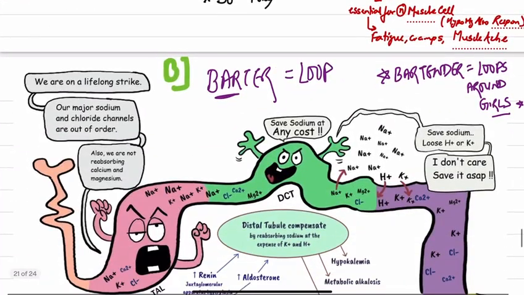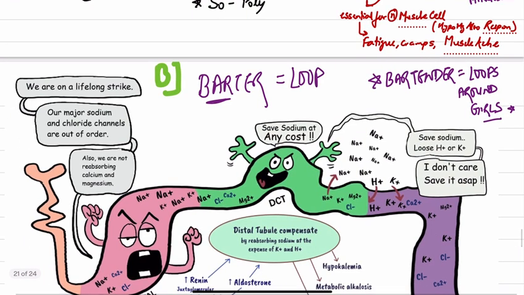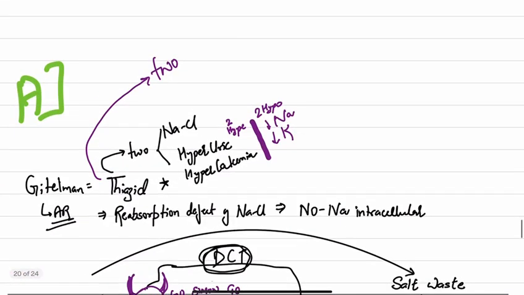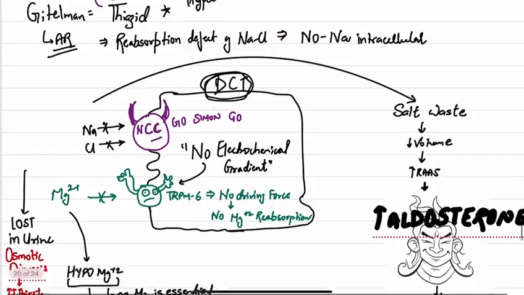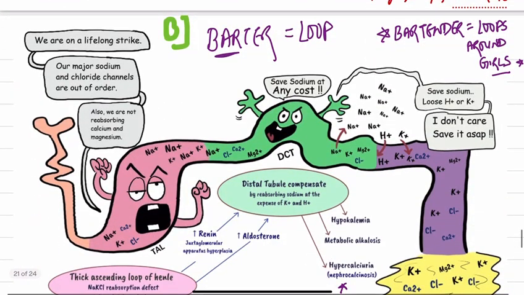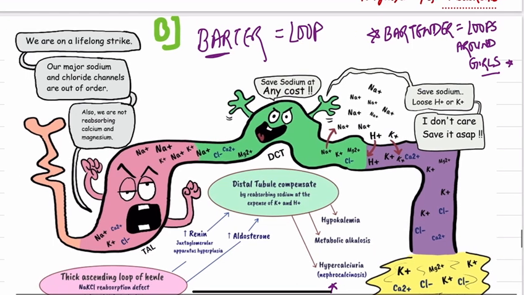If we go to the second disease, Bartter syndrome, Bartter means loop diuretic. We can remember it by the trick of the bartender that I posted yesterday in my group: bartender loops around the girls. Bartender means Bartter syndrome acts on loops, working like a loop diuretic, while Gitelman works like a thiazide diuretic. You can remember this trick further: loops around girls and lose cash.